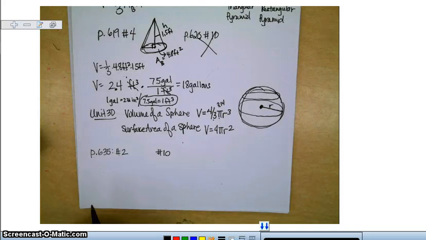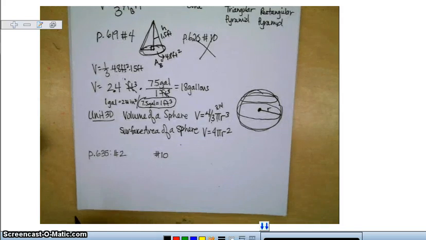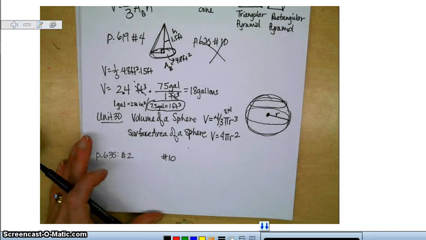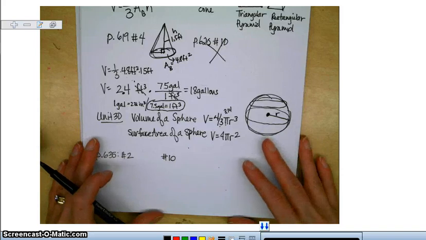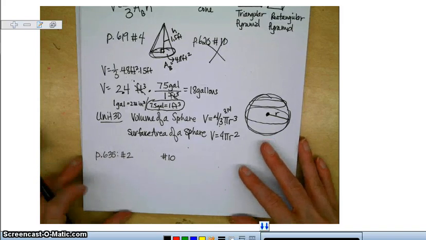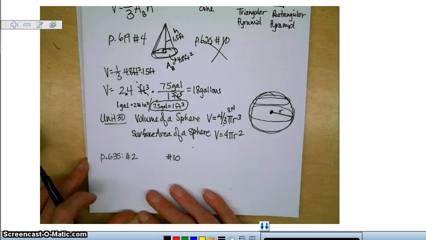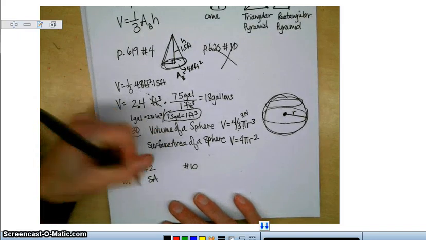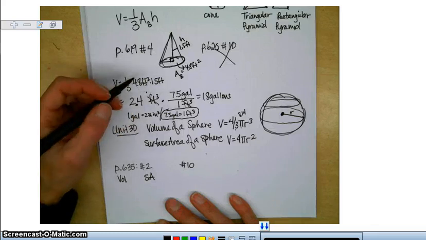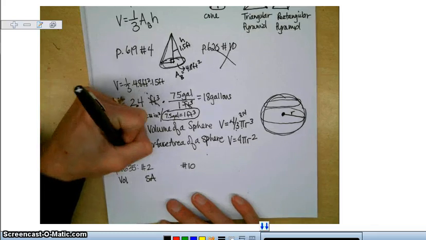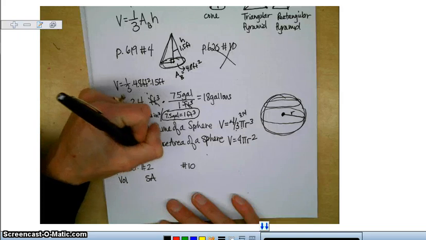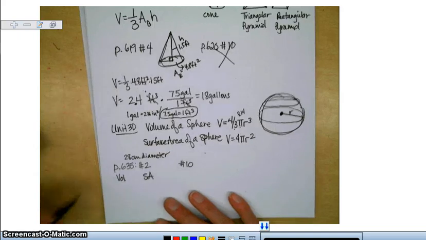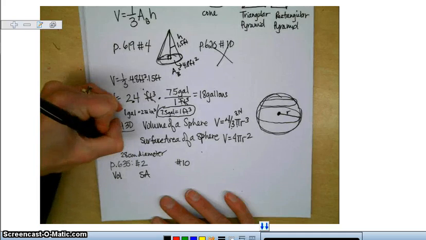So we're on page 635, and we are going to look at problem number 2. And basically it just says use the tables to round. Let's see, we want to find the volume, and we're just going to find the volume and surface area of a sphere. So I'm kind of adding on to the problem. So we're going to find the volume, and we're going to find the surface area of the sphere. And so for number 2, it says it has a 28 centimeter diameter. Okay, a diameter is all the way across, so we only need half of that. So the radius is 14 centimeters.